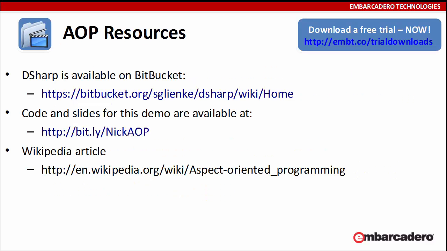Here's some AOP resources real quick. The DSharp framework is available on Bitbucket at the URL shown there. The code and slides for this demo are available at that bit.ly link with Nick AOP at the end of it. And the aspect-oriented programming Wikipedia article is actually a very good resource for information about aspect-oriented programming as well.